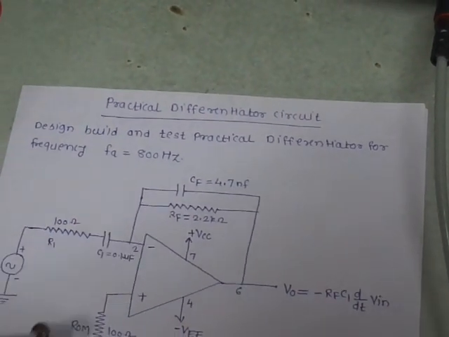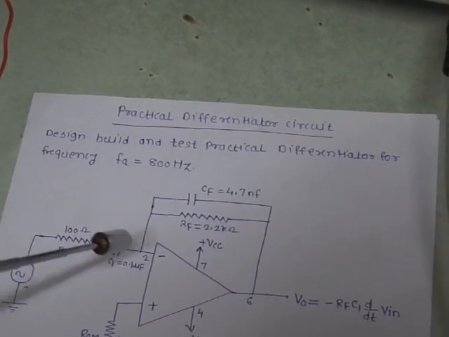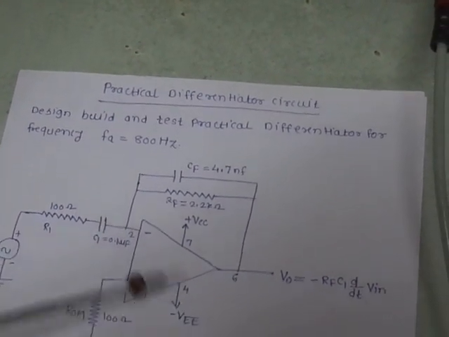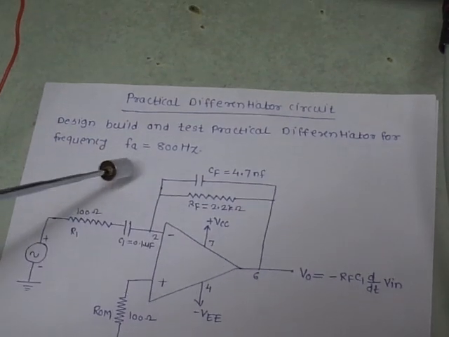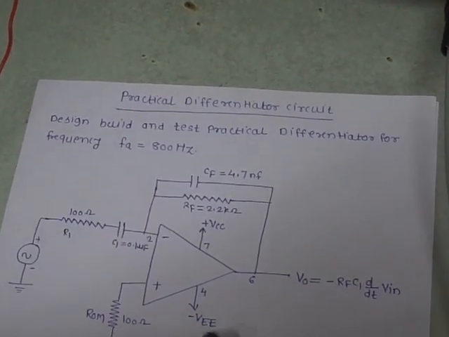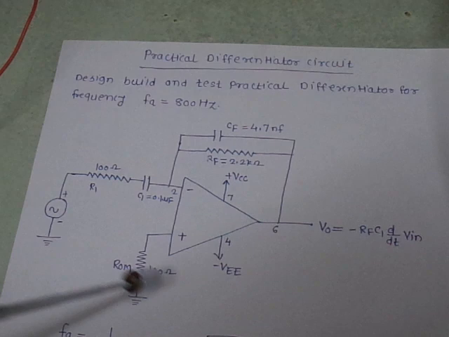Hello students, we are going to discuss a practical differentiator circuit. The target which we have defined is to design, build and test a practical differentiator for a frequency FA equal to 800 Hz. We are going to use IC741.